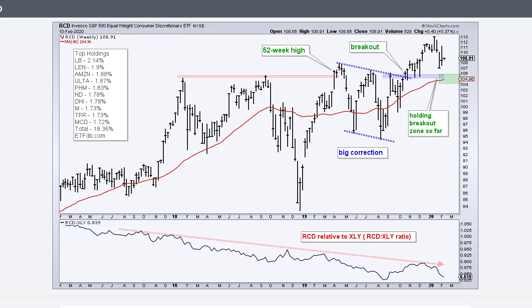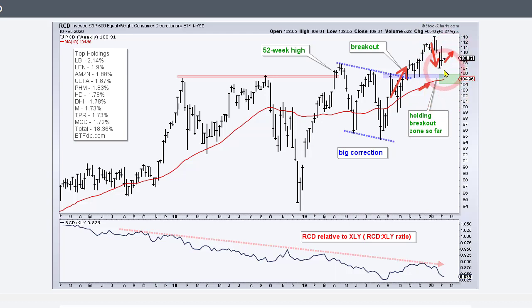Now, if we look at this chart here for the consumer discretionary, it's still in bull mode. And you can see where XLY was hitting new highs in February, the equal weight consumer discretionary ETF fell. Now, it's still a pullback within a bigger uptrend. And I look at this chart and I see the breakout there and the rising 40-week moving average, and a little throwback to the breakout zone is normal so far, and it's trying to bounce.